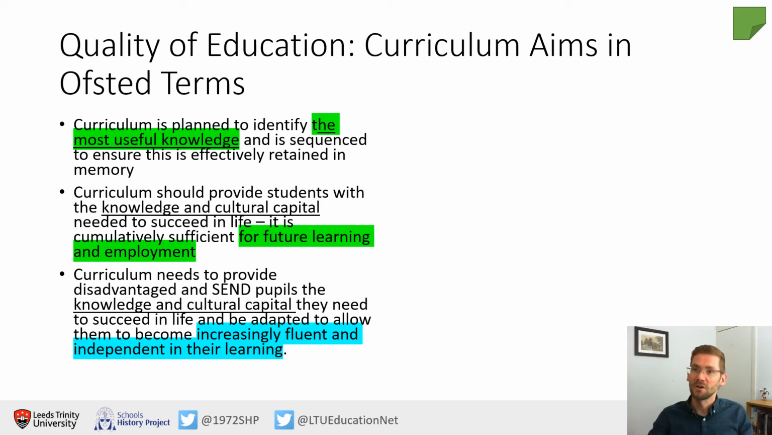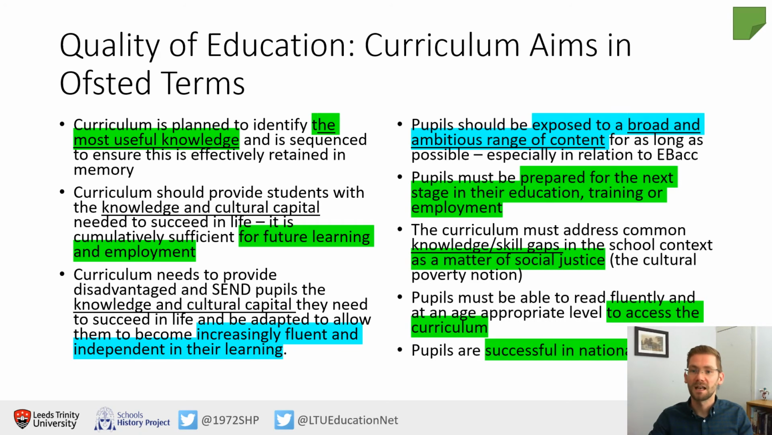There's a lot here about knowledge transfer. There's a lot here about remembering knowledge. There's a lot here about developing students so that they are given access to knowledge. And for me, it's a very traditional curriculum model. Equally, if you look at the kinds of things that are talked about here, almost exclusively these are extrinsic outcomes as well. So it's identifying the most useful knowledge.